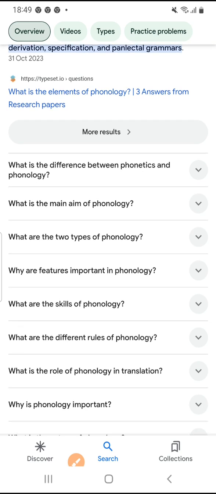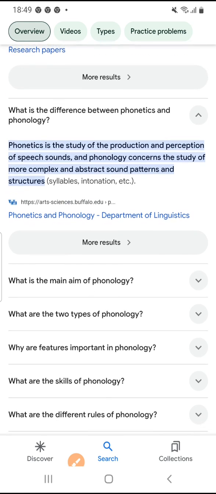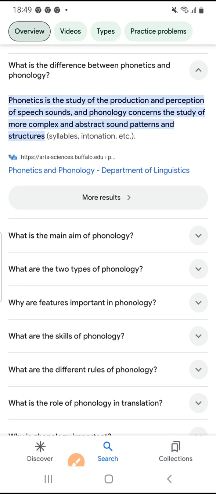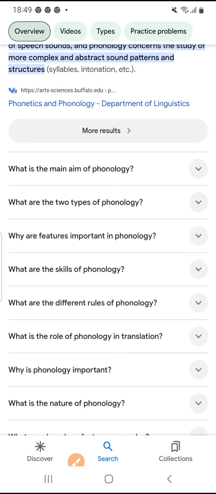That is panalectal grammars. The difference between phonetics and phonology: phonetics is the study of production and perception of speech sounds, and phonology concerns the study of more complex and abstract sound patterns. So your focus should be on sound pattern and structure.